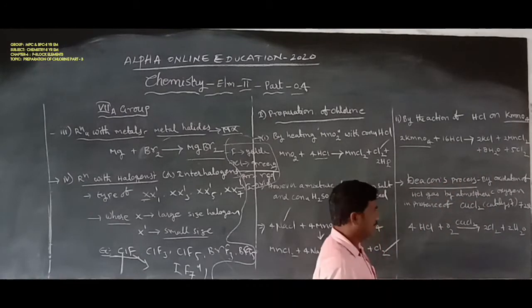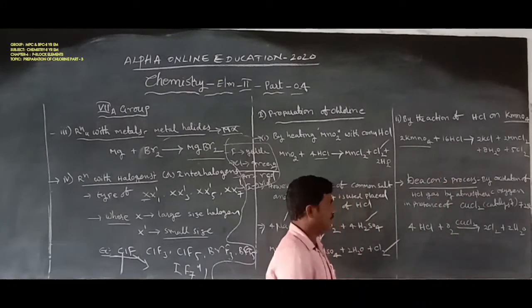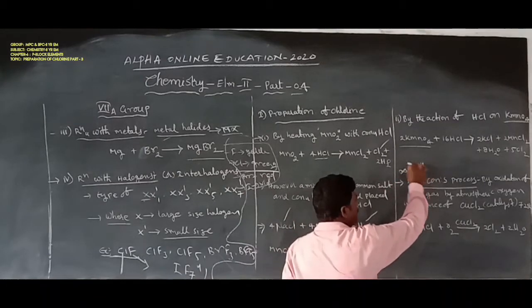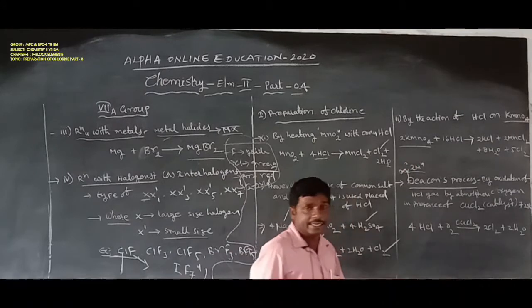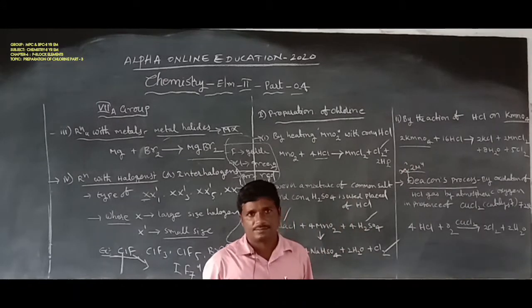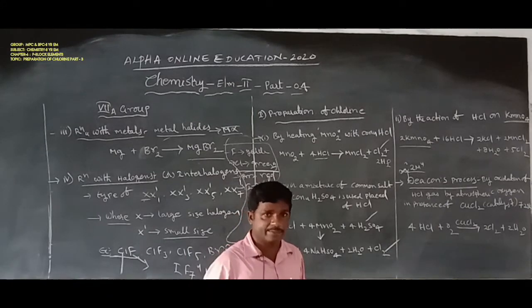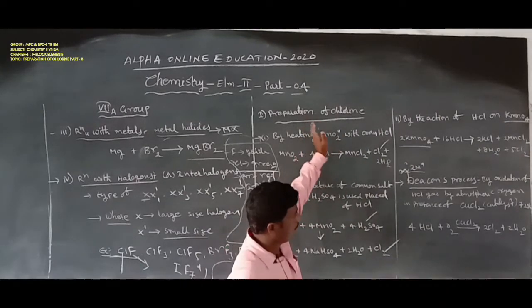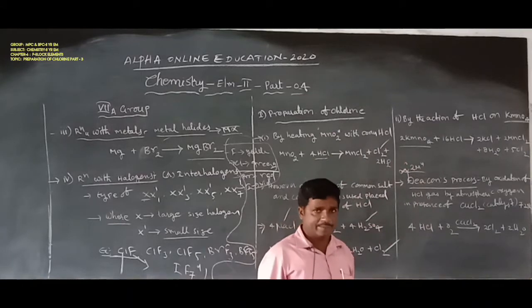Next, the second one is the Deacon process. Very important 2 marks question: How is chlorine prepared by the Deacon process? That is the second question. How is chlorine prepared by the laboratory method? Here is the laboratory method, and the second one is the Deacon process.